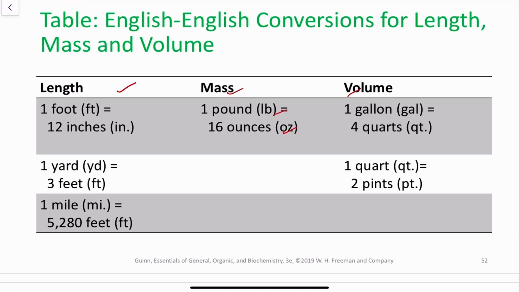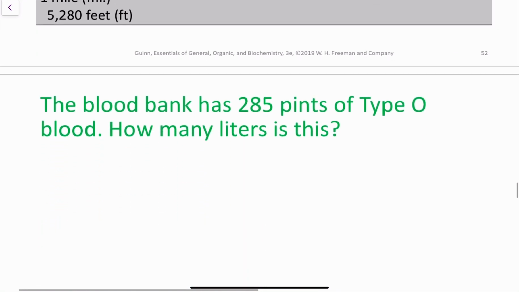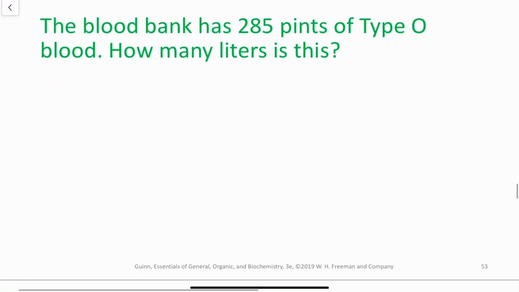equivalency over here. 1 quart is equal to 2 pints. Right? So now let's try to solve some problems using this equivalency. The problem says the blood bank has 285 pints. Pint is a unit of volume of type of blood. How many liters of blood do you have in this?